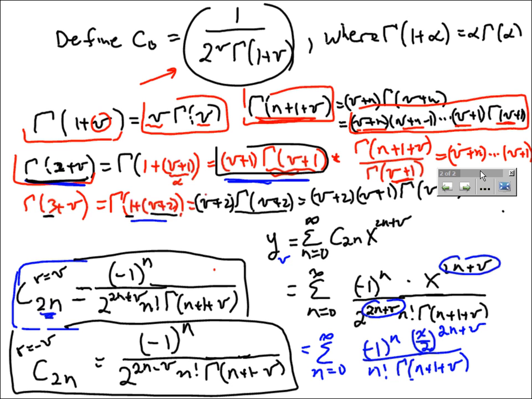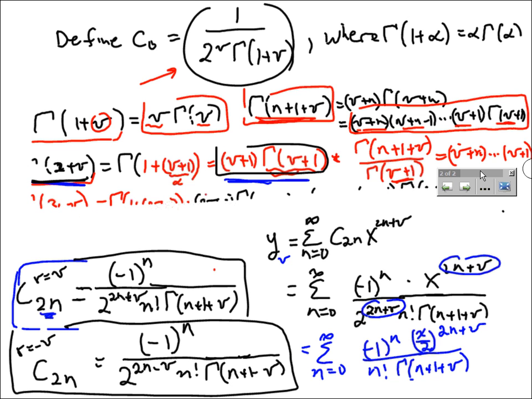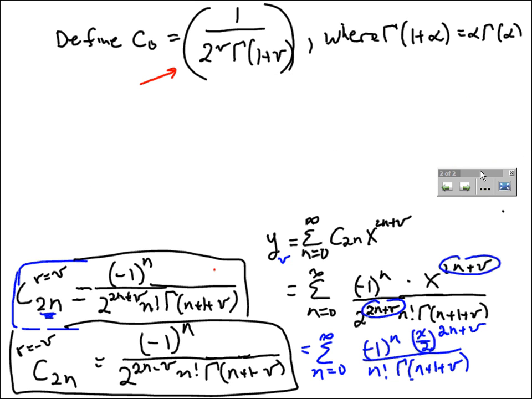Now, get rid of all of this stuff. And now we're going to say, you know what? R is not v, R is negative v. We have y is equal to the summation of Cn x to the n plus r. So it's the summation of C sub n x to the n minus v, because r is now minus v.